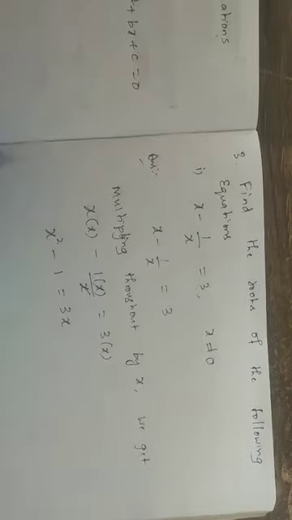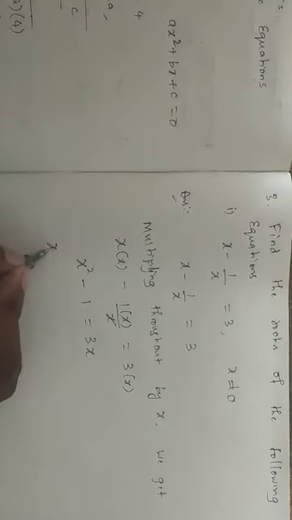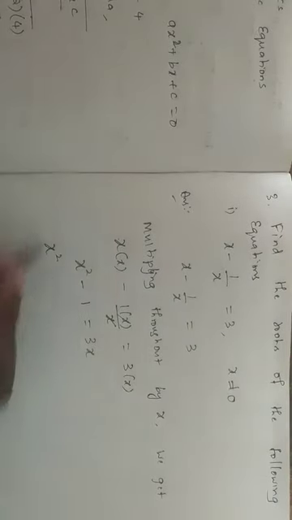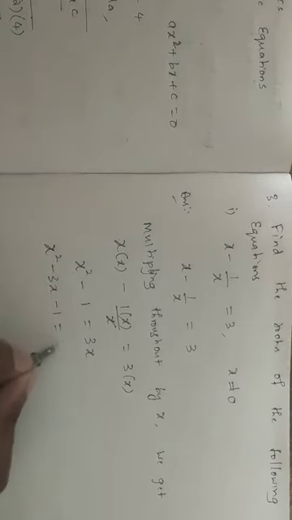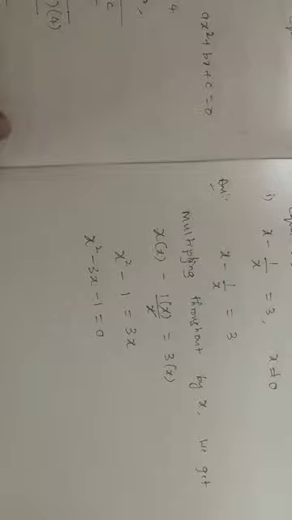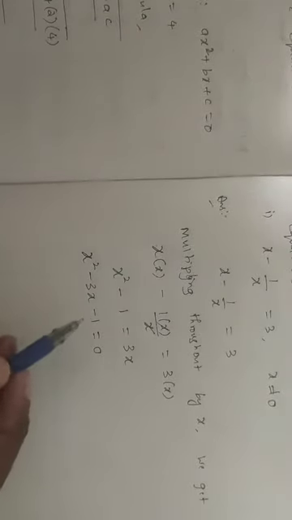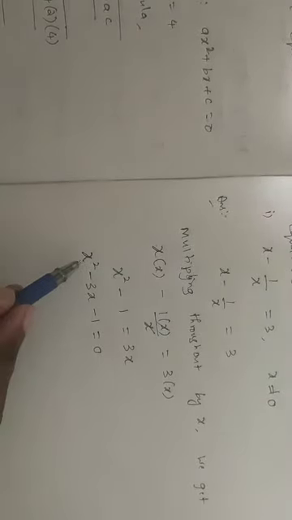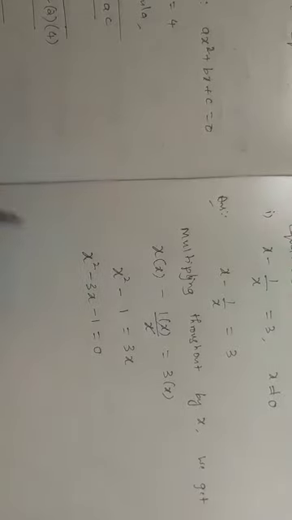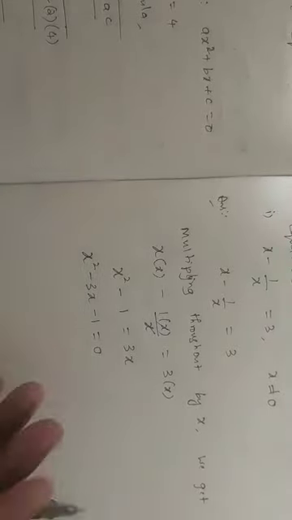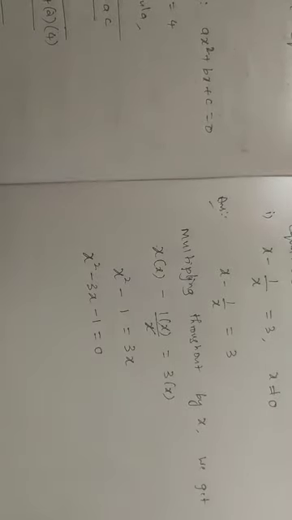Now bring 3x to the LHS. What will happen? x square, and if I bring 3x to the LHS, it becomes minus 3x, then minus 1 constant is equal to 0. Now observe that this is a quadratic equation because the highest power is 2, degree is equal to 2. So now it's very easy to solve this equation by using the quadratic formula.